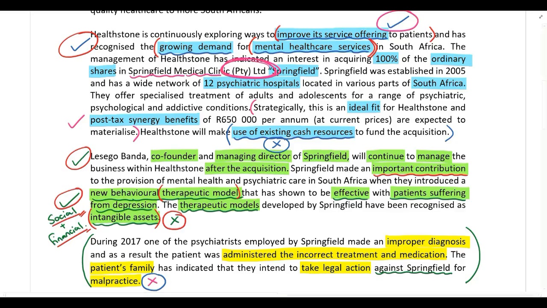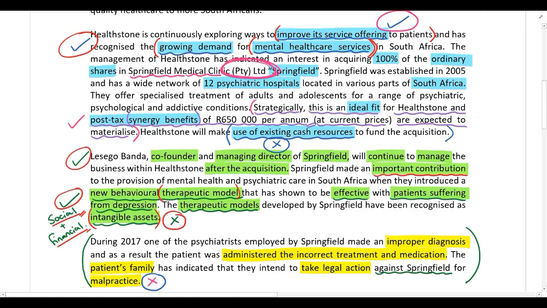First, we were told, strategically, this is an ideal fit for Healthstone, and post-tax synergy benefits of 650,000 Rand per annum at current prices are expected to materialize. So we do have synergy benefits over here that we need to take into account. But please note, guys, this is not a once-off synergy benefit. It is a recurring benefit. It is a synergy benefit of 650,000 Rand per annum.